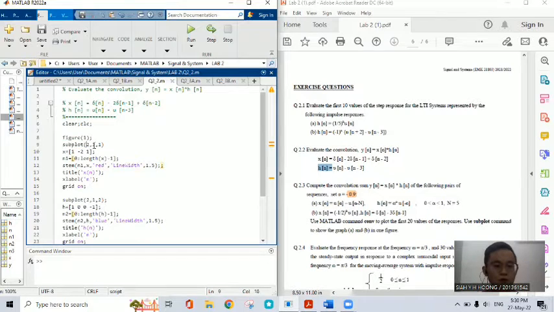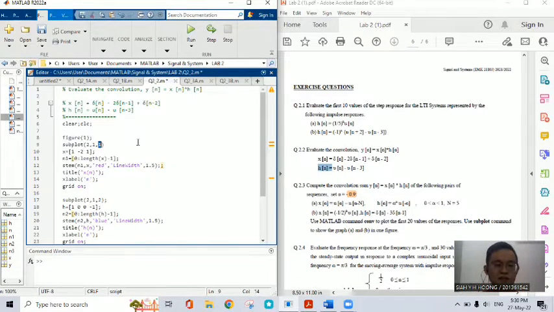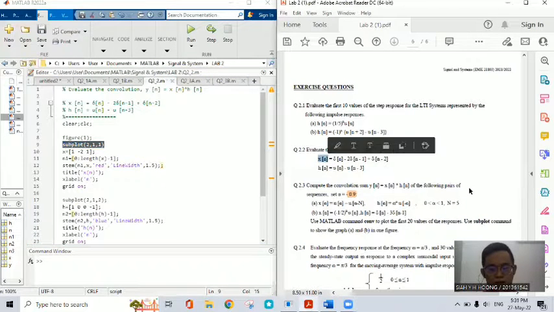So subplot 211. What is meant by 211? The 2 represents the number of rows, the 1 represents the number of columns, and the last 1 represents the order of the graph. So this subplot means I'm going to have a dimension of 2 rows, 1 column, and the first location of the figure. In this subplot, I'm plotting the input signal.